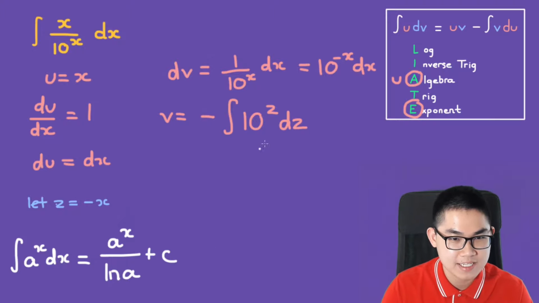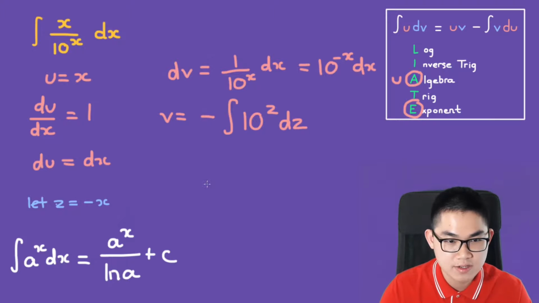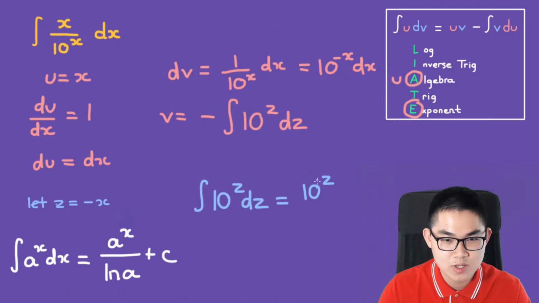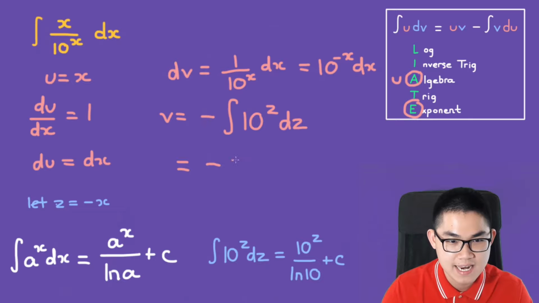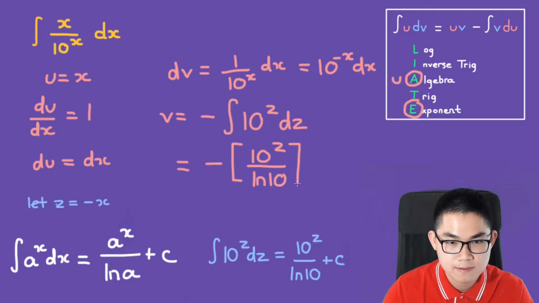So how can we apply this formula here? Well, let's see. We have the integral. Let's just solve this part first, okay? Ignoring the negative sign, the integral of 10 to the power of z dz is equal to what? Well, that's going to be 10 to the power of z, because a is 10. And here, instead of x and dx, we have z and dz. So we're going to use the variable z, and this is over the ln of 10 plus c. So continuing on, we have negative 10 to the power of z over ln of 10 plus c.